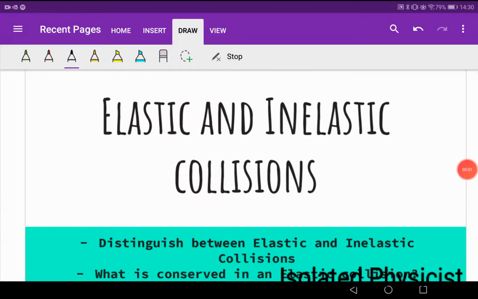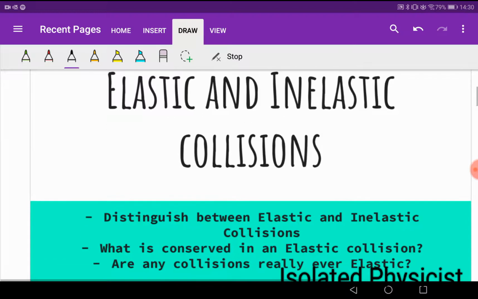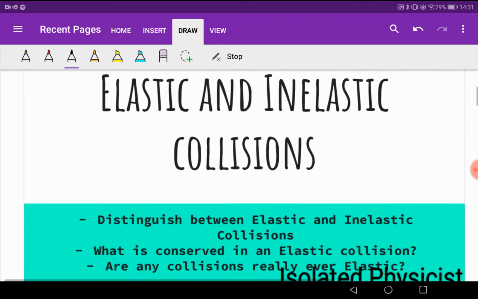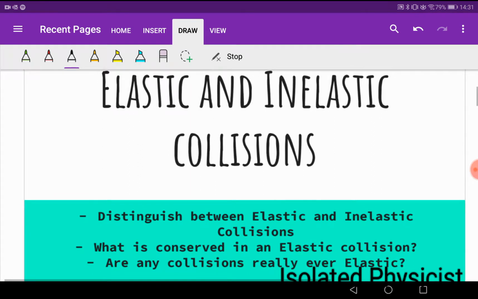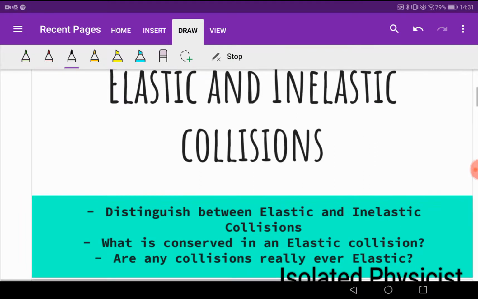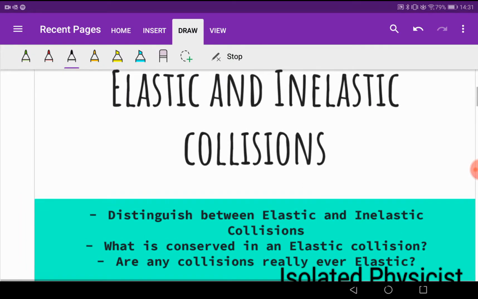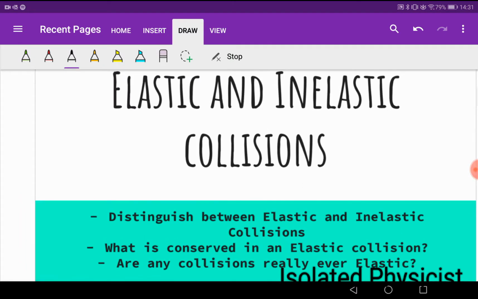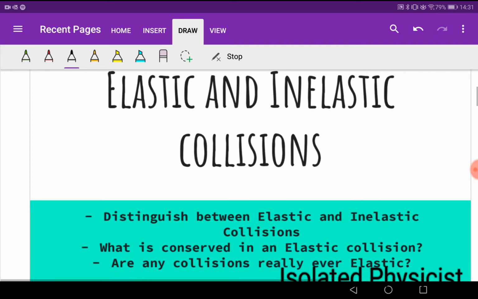Hi guys, I'd just like to give you a lecture on elastic and inelastic collisions. What we're going to be looking at now is distinguishing between what an elastic and an inelastic collision is. We're going to cover what is conserved in an elastic collision, and then we're going to talk about, are any collisions actually ever elastic?